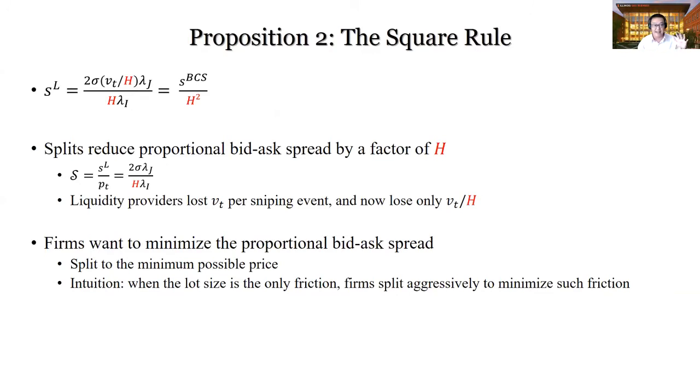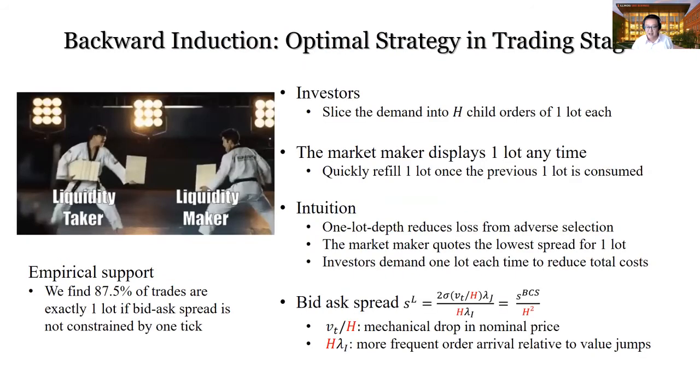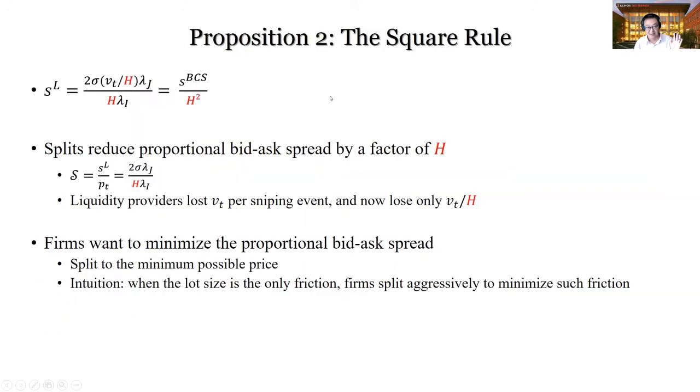So basically, it says that if firms split on the continuous price, the bid-ask spread will reduce faster than the split ratio. Why? It goes back to here. There's a mechanical drop of H, because your nominal price reduced, but you were also less likely to meet snipers or adverse selection, and more frequently you meet an order from an investor. So that's the reason splits will reduce proportional bid-ask spread by a factor of H.